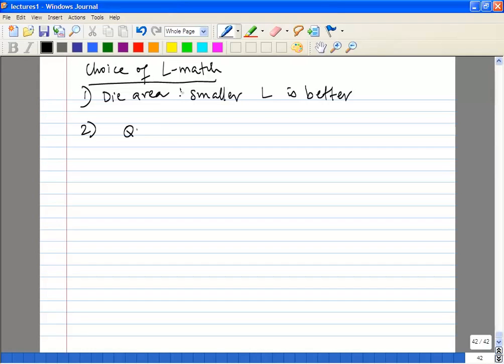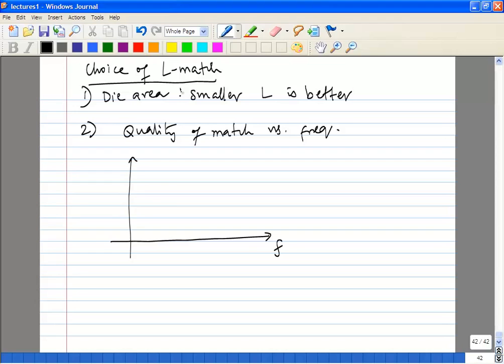Then of course, quality of match versus frequency. So let's look at what the match could look like. Let's say it looks something like this. A low pass match could look like this, and a high pass match could very well look like this, something like this.